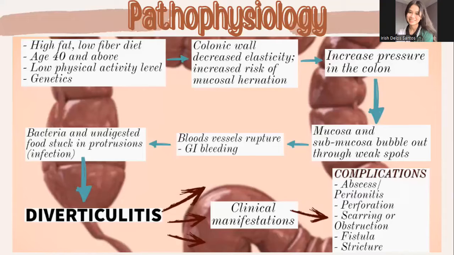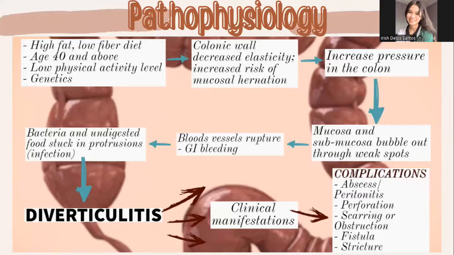Next, perforation or tearing in the intestinal wall. This can lead to abscess and infection because of waste leaking into the abdominal cavity. Next, scarring. Scarring can lead to stricture or blockage of the intestine. And then we have fistula or fistulas.